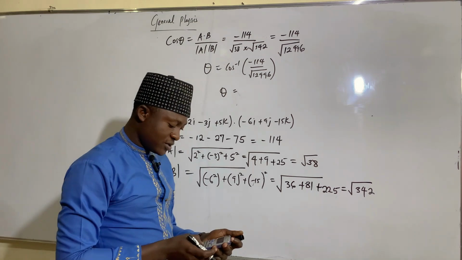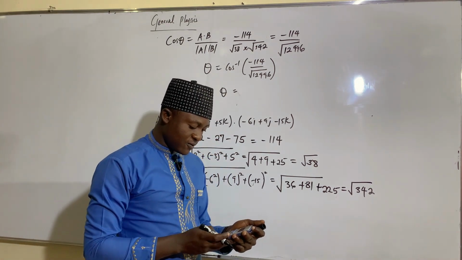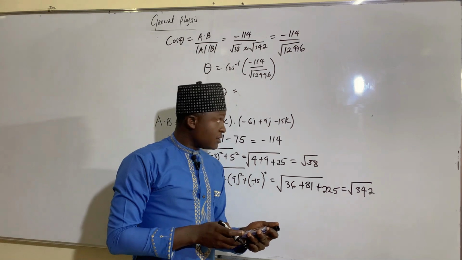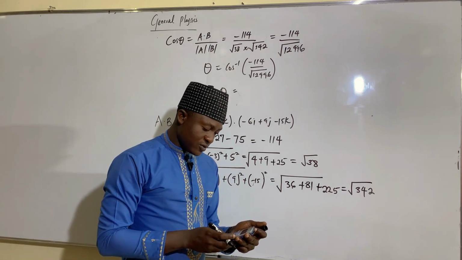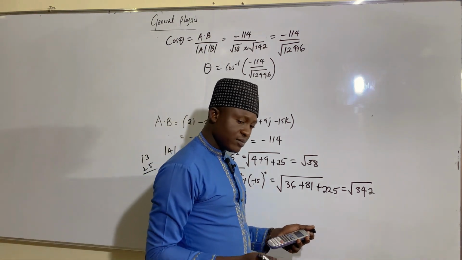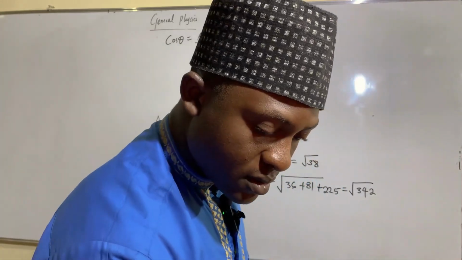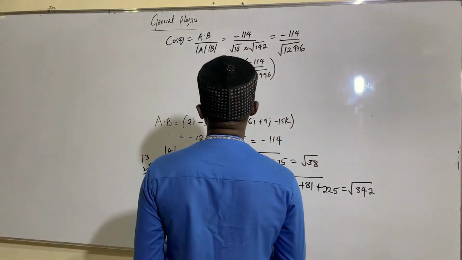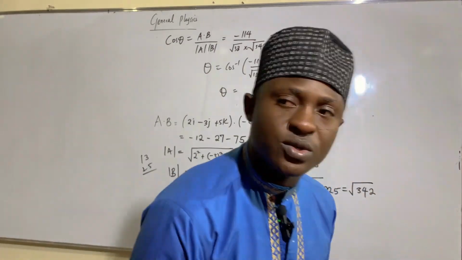So shift cos inverse of minus 114 divided by the square root of 12996. If you press that, what I have here is 90.5. So please check that one. It's a simple exercise to confirm your result.